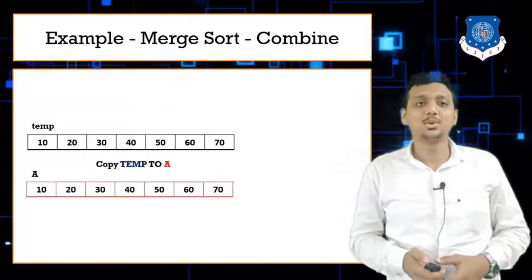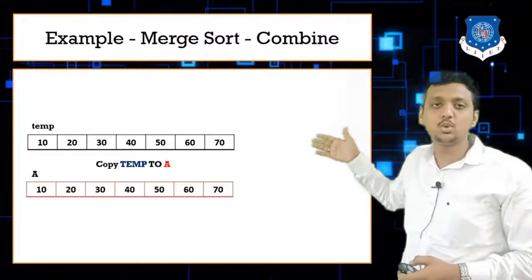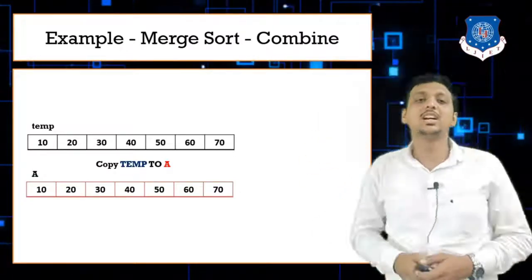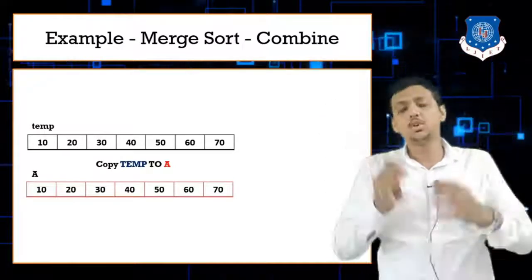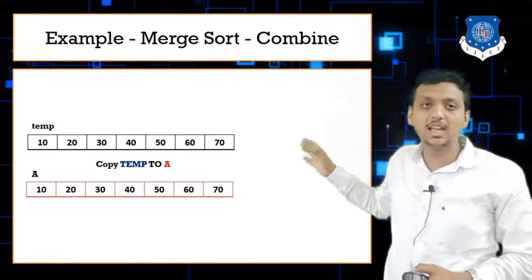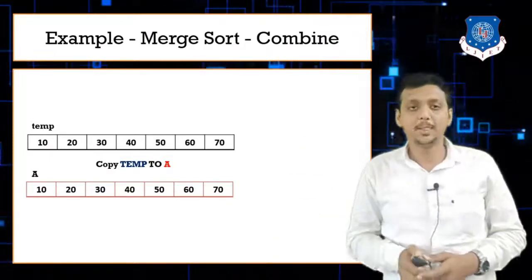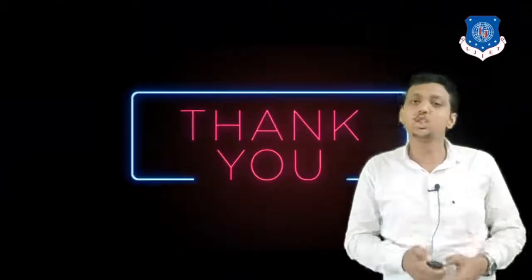At the last step, from the temporary array you need to copy all the elements into our actual array A. After combining the two lists, at last just copy the values from the temporary array to the actual array A. So that's it for today's lecture, students. Thank you so much.